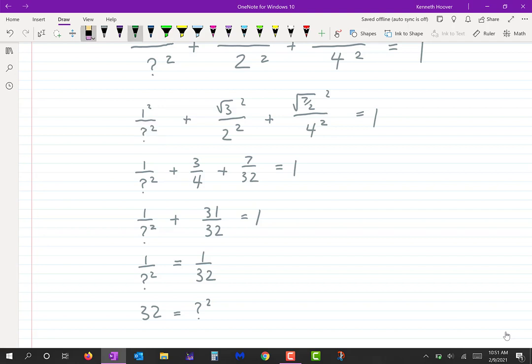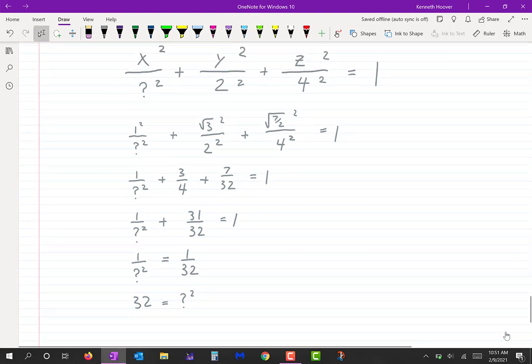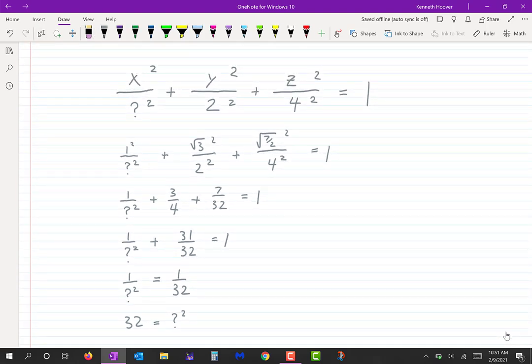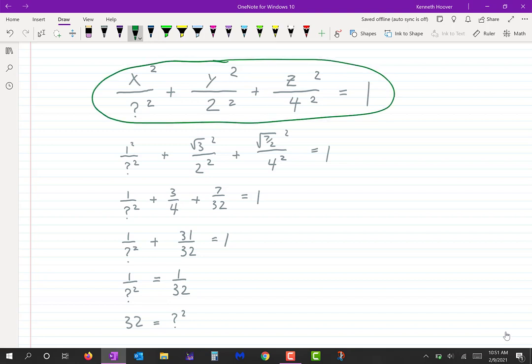See, actually, let me look at the next line down. See right there? And now I know that the bottom of the first fraction is a 32. Oh, sorry, that might have been confusing, because we have those numbers 1, 3, and 7 on the top. I should have actually looked up here. The bottom of the first fraction is question mark squared.